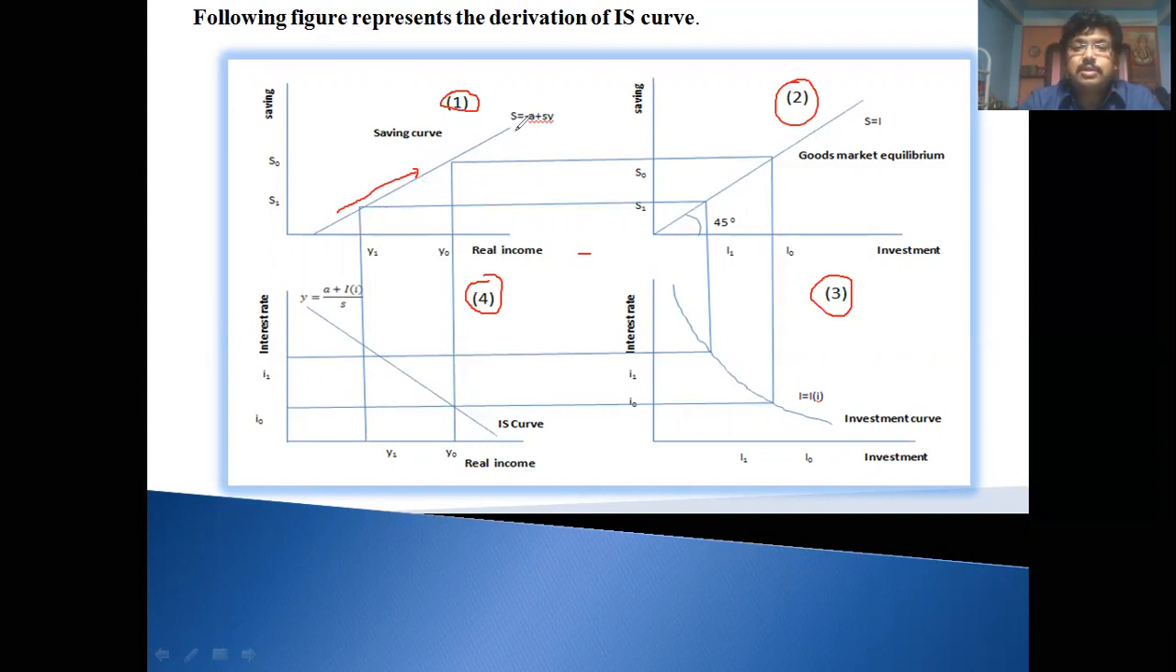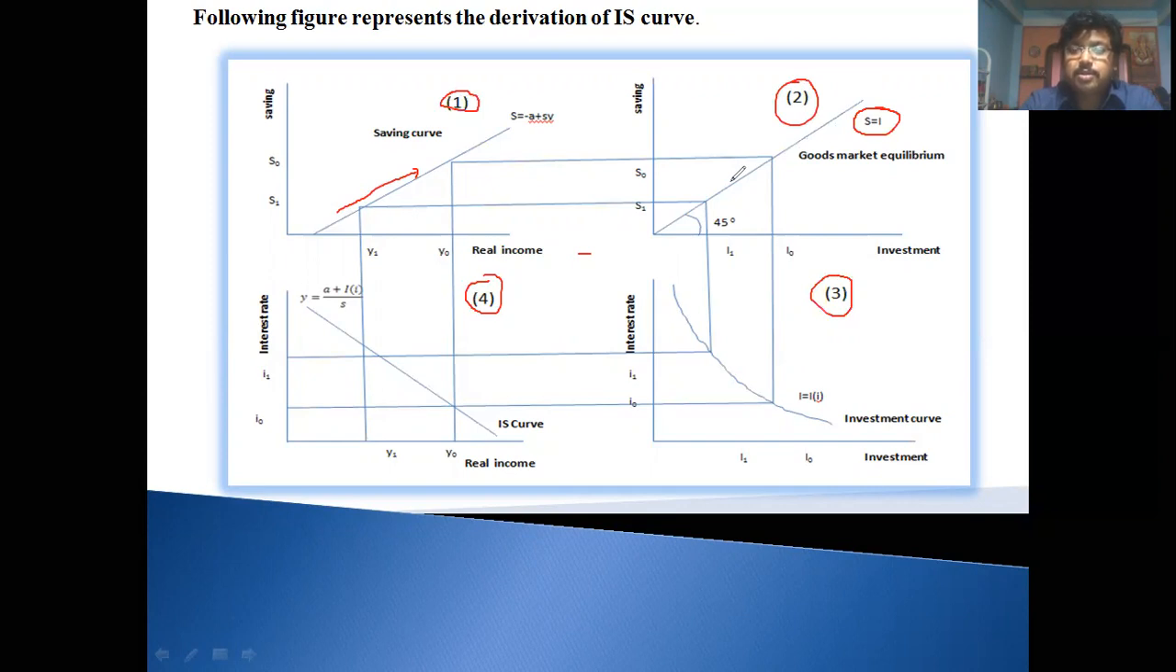And in the second quadrant, we have the goods market equilibrium. What is goods market equilibrium? Goods market equilibrium is S equal to I. So this line represents all those combinations of I and S at which the goods market gets equilibrium. This is the 45-degree line, which represents the locus of all those combinations of I and S.